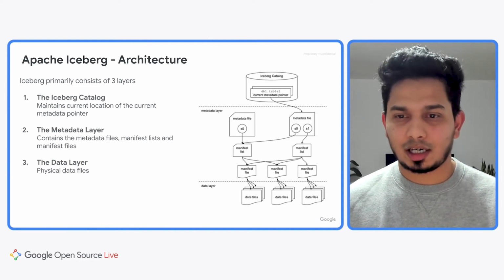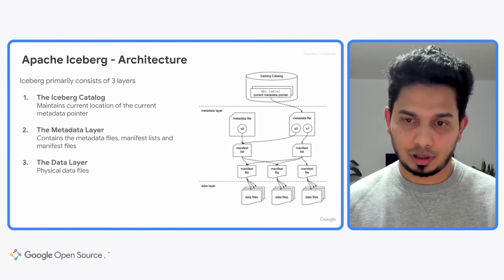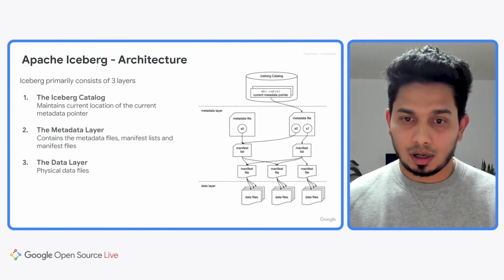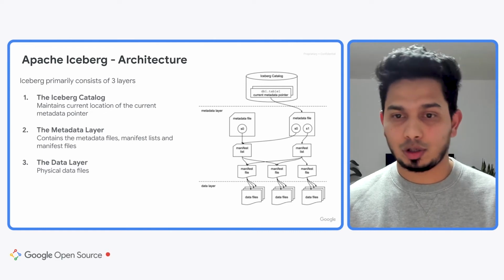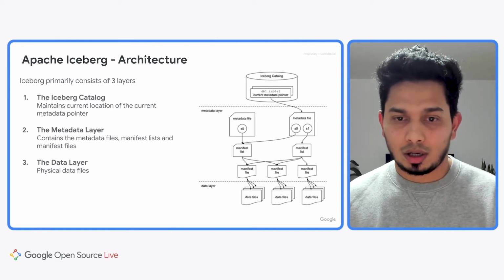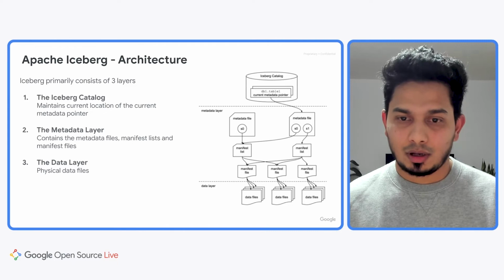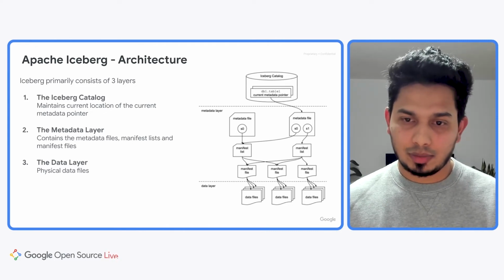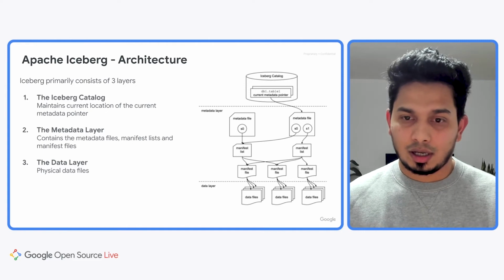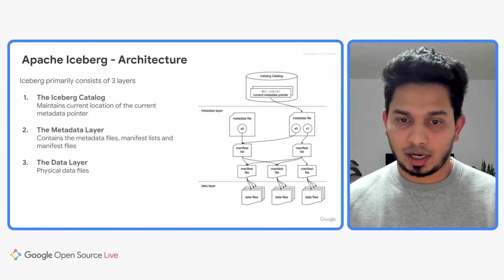The catalog is the central place which stores the current metadata pointer for Iceberg tables. Iceberg supports having Hive Metastore or Hadoop Warehouse as catalog, or if you want, you can also add Iceberg support to Spark's built-in catalog. For example, in this diagram, there are two metadata files, and the value for the table's current metadata pointer is the location of the metadata file on the right.